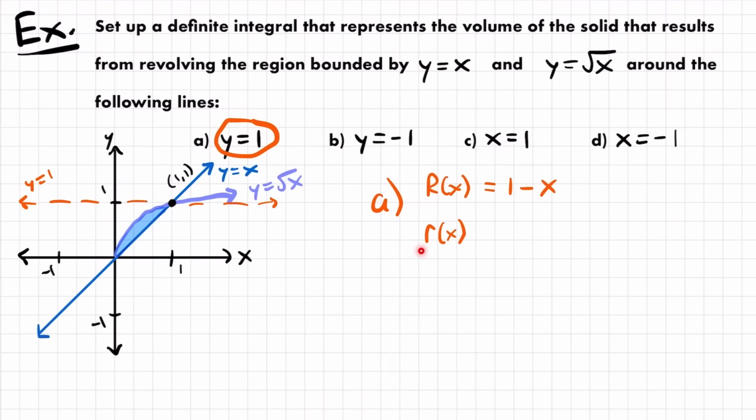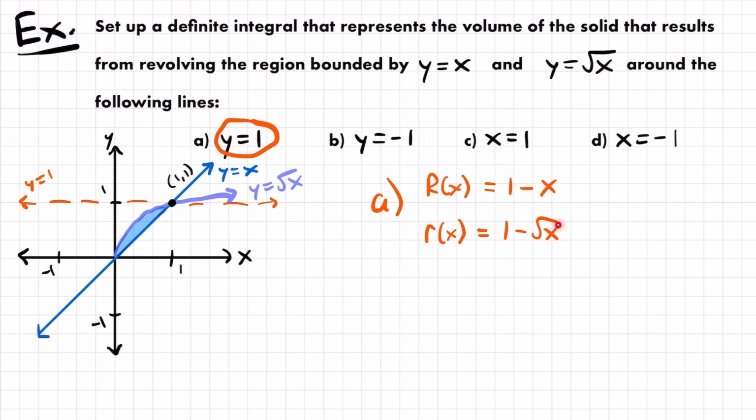Okay, then for the inner radius, the boundary that is the closest to our axis of revolution will be this curve right here, where y equals the square root of x, but we need to subtract that from the value of our line, and so we will have that the inner radius is equal to 1 minus the square root of x. Okay, and that will be the measurement of the distance from the line to this curve.